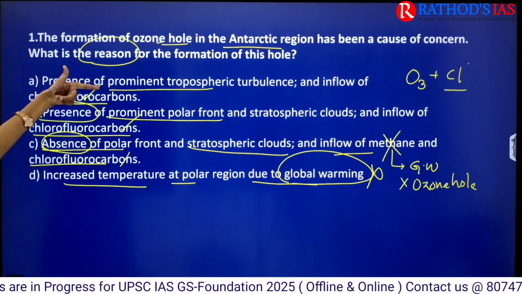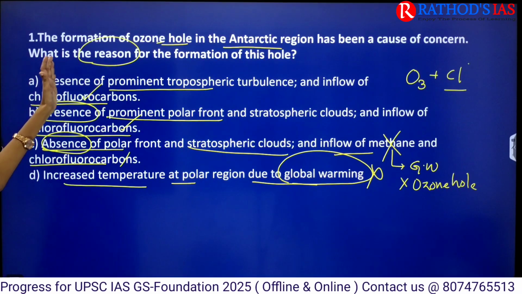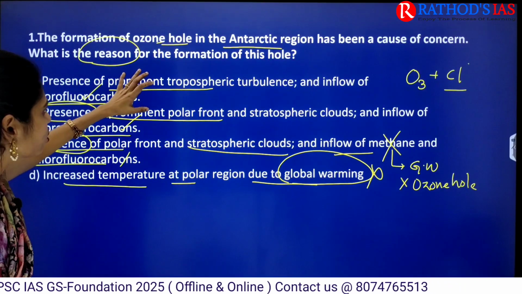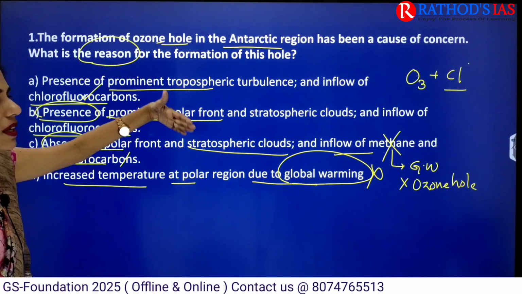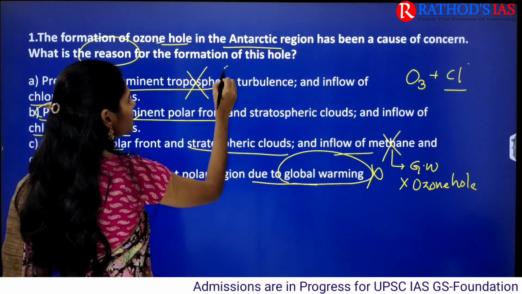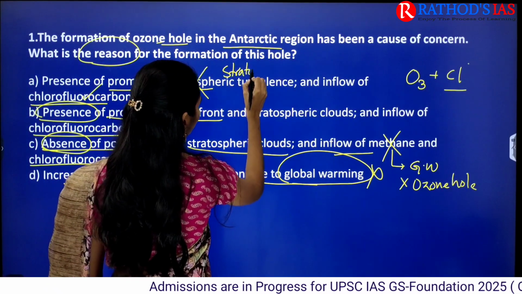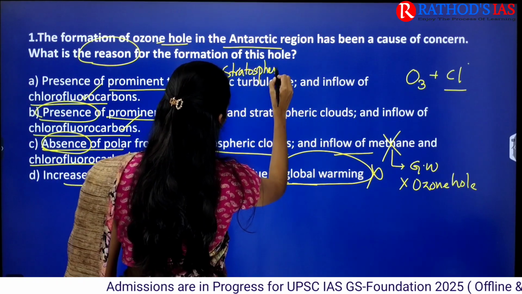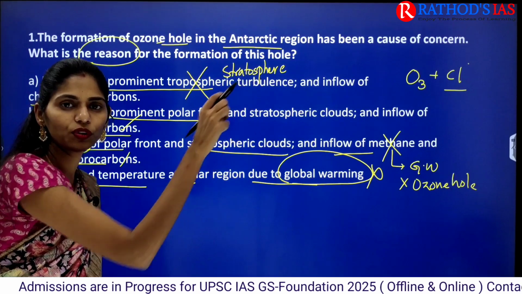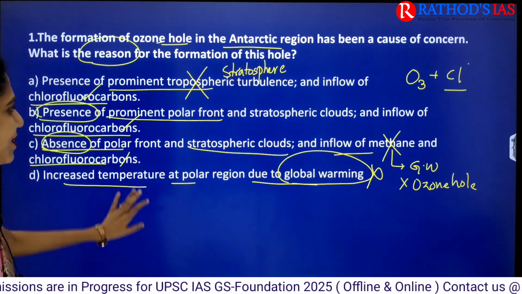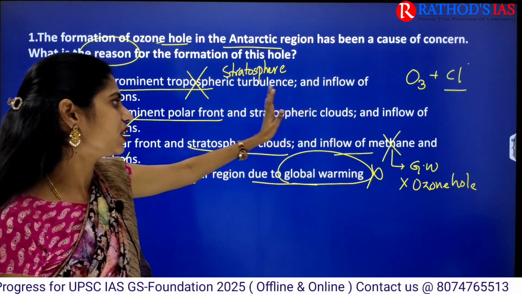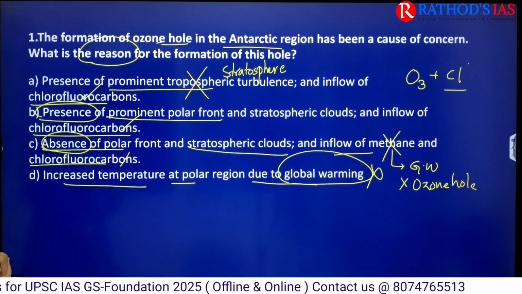If you go to option A, it says the presence of prominent tropospheric turbulence. But tropospheric turbulence is not the concept regarding this ozone hole. Why? Because ozone is present in the stratosphere, not in the troposphere, right? If you know the presence of ozone, you can eliminate this. So the correct option here is B, presence of prominent polar front, stratospheric clouds and inflow of chlorofluorocarbons.